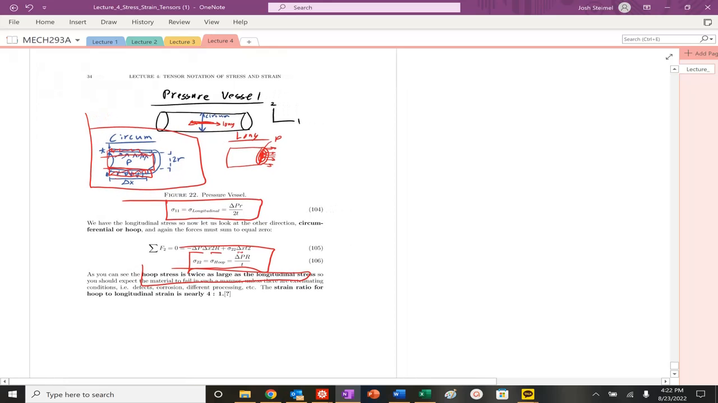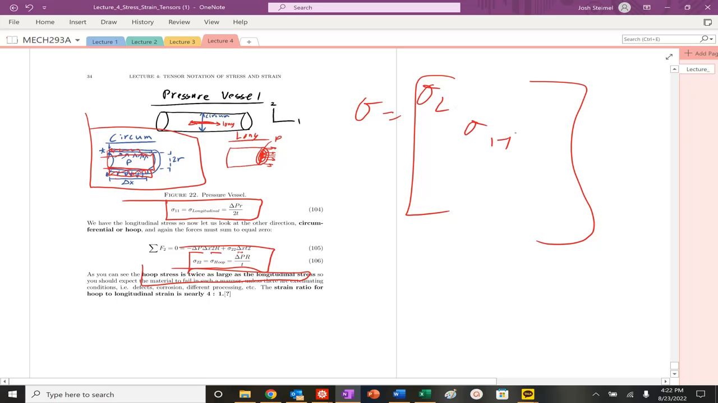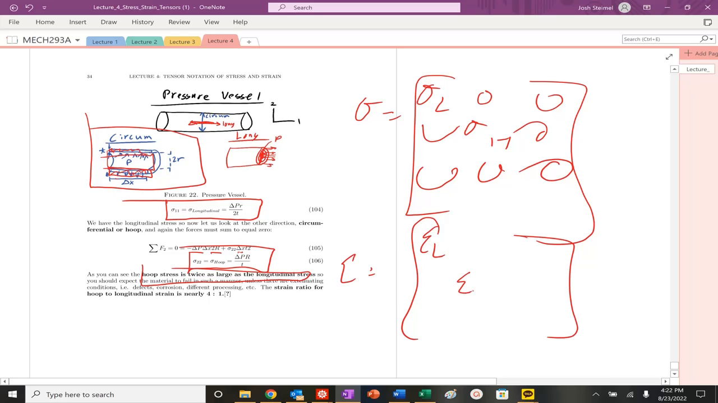And what you'll find is that our stress tensor will simply be, for this problem, our sigma L, our sigma H, and then nothing else. Our strain tensor will be epsilon L, epsilon H, here. The hoop stress is twice as large as our longitudinal stress here, so our material will typically fracture like this. This circumferential stress is always higher, so it will fracture along that transverse cut.